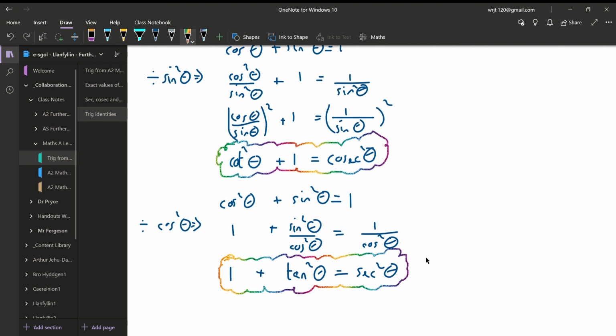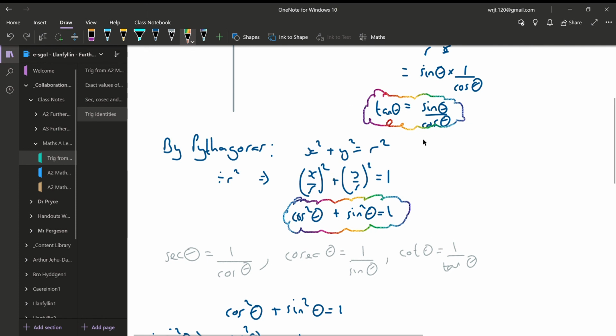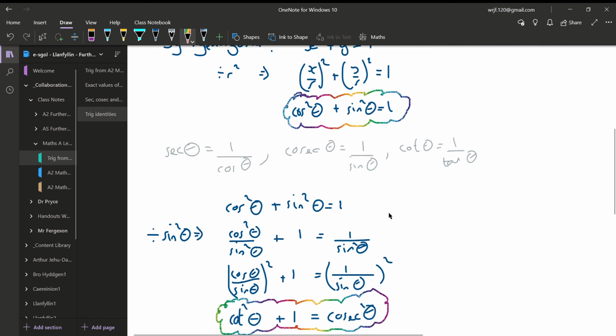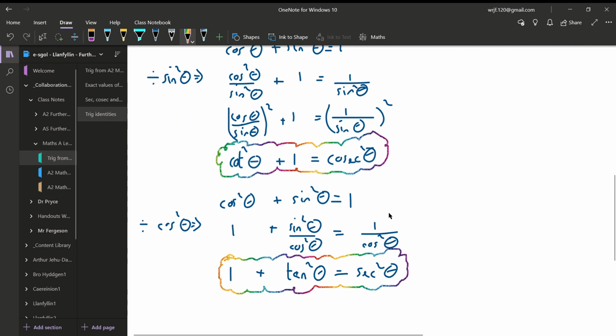and altogether we have these four. We have tan theta equals sine theta over cos theta, cos squared theta plus sine squared theta equals 1, so those original two, which I think you're probably familiar with already. And now we've developed a couple more. Cot squared theta plus 1 equals cosec squared theta, and 1 plus tan squared theta equals sec squared theta.